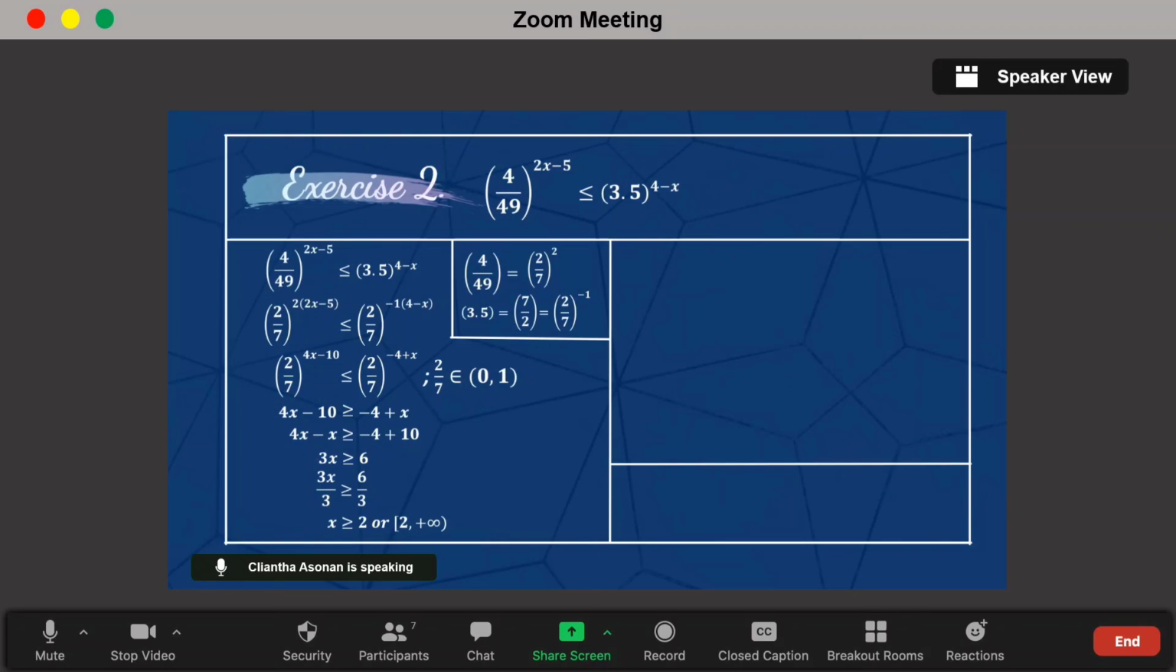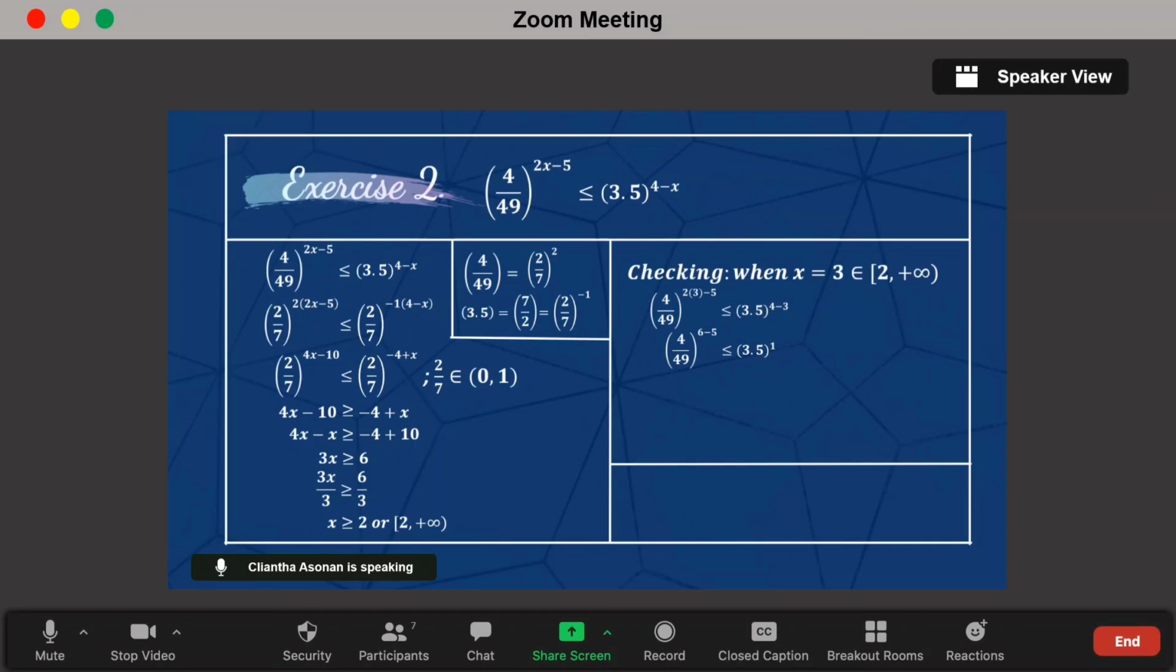Let us now check if x is greater than or equal to 2 is really the solution to the inequality. So to test this, we shall choose a number that is an element of the domain. So let's choose 3 for the value of x. So we shall substitute 3 to all the values of x in the inequality, and so we have 4 over 49 raised to the power of 2 times 3 minus 5 is less than or equal to 3.5 raised to the power of 4 minus 3.